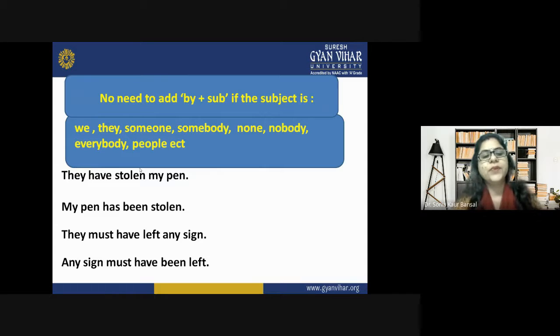So, for example, they have stolen my pen. Now, there is no need to add by plus subject in the passive voice, and the sentence would be correct as: my pen has been stolen. The next is, they must have left any sign. So, any sign must have been left.